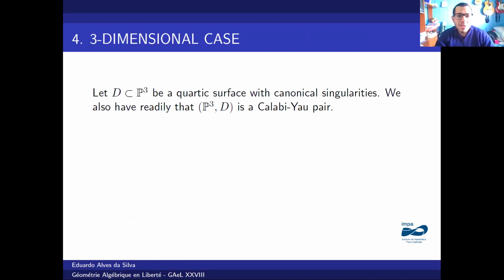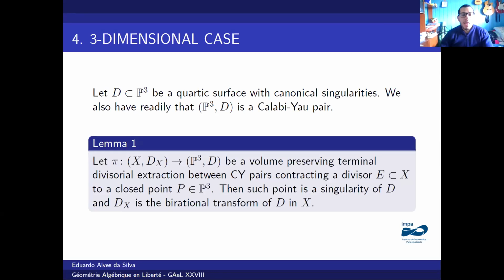Now I will give some words about the three-dimensional case of a Calabi-Yau pair. Then consider D to be a quartic surface with canonical singularities. We also have readily that P3 together with D is a Calabi-Yau pair. And we have the following lemma.